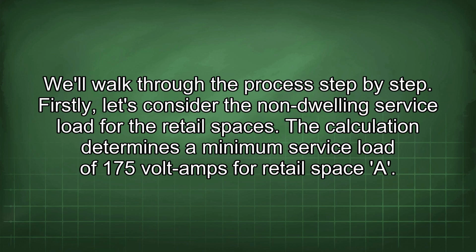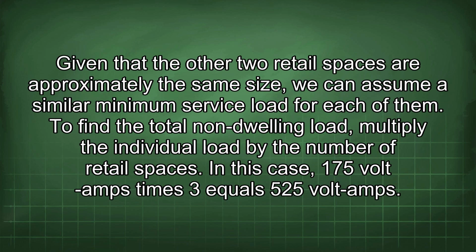Firstly, let's consider the non-dwelling service load for the retail spaces. The calculation determines a minimum service load of 175 volt amps for retail space A. Given that the other two retail spaces are approximately the same size, we can assume a similar minimum service load for each of them. To find the total non-dwelling load, multiply the individual load by the number of retail spaces. In this case, 175 volt amps times 3 equals 525 volt amps.